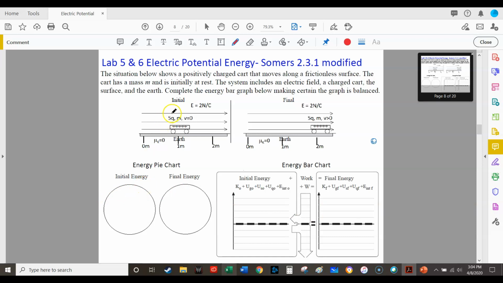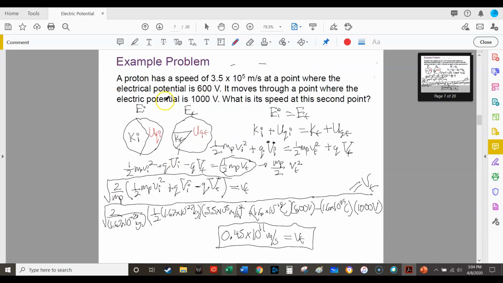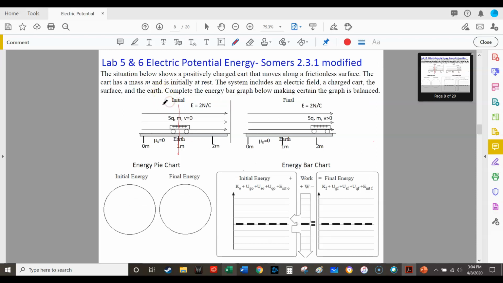All right, here we go. So initially, this is going to have an initial voltage on it, since it's in an electric field. So that's an initial voltage. And in the end, it's still in that electric field, so it's going to have a final voltage on it.